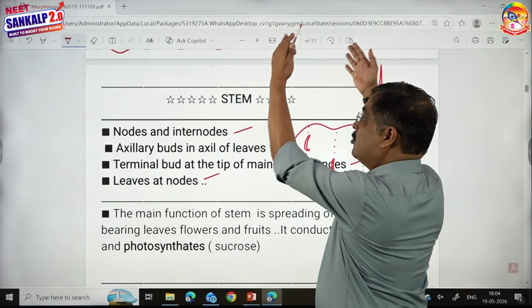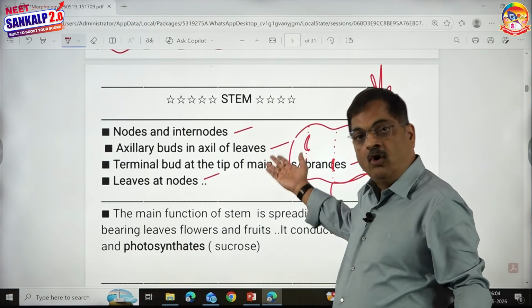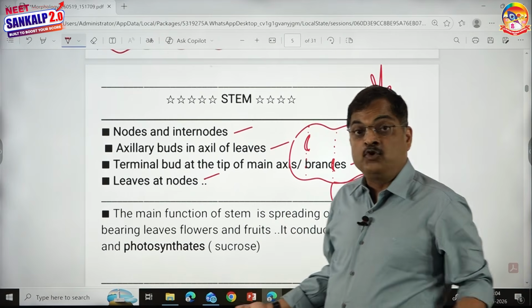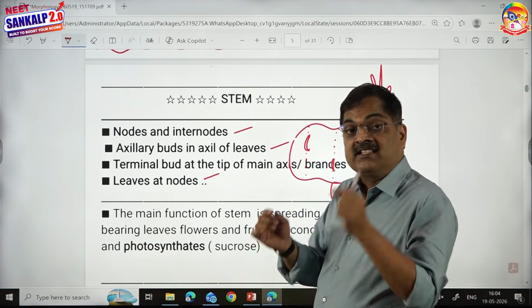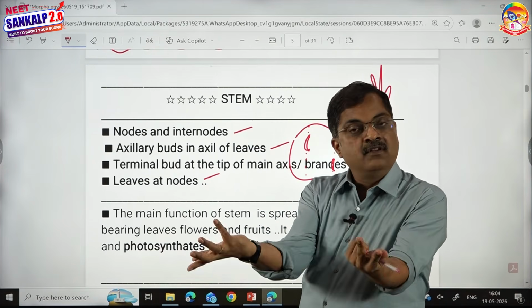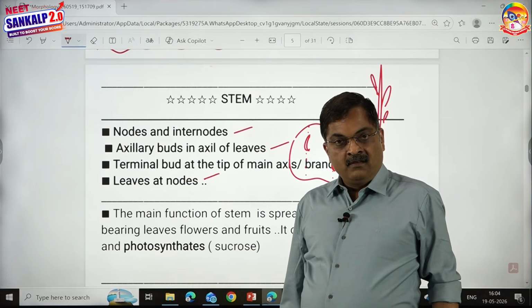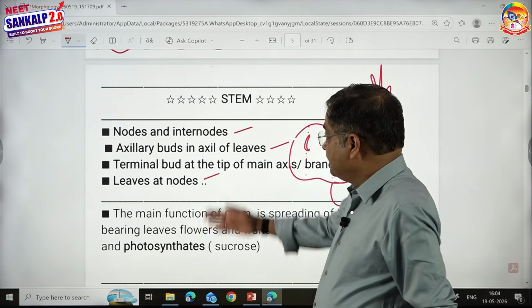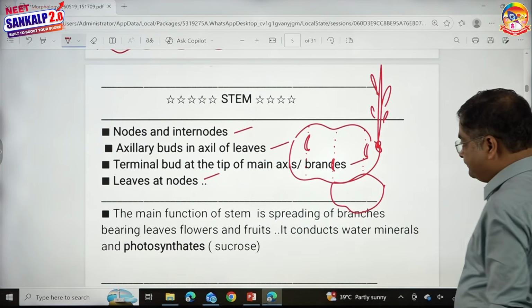If it is vertically growing, you call it a corm, with the same set of characters. Stem tuber contains eyes. What is an eye? It's an axillary bud along with scale leaf. So it should be a stem. So now it's very clear. These are the characters of stems.